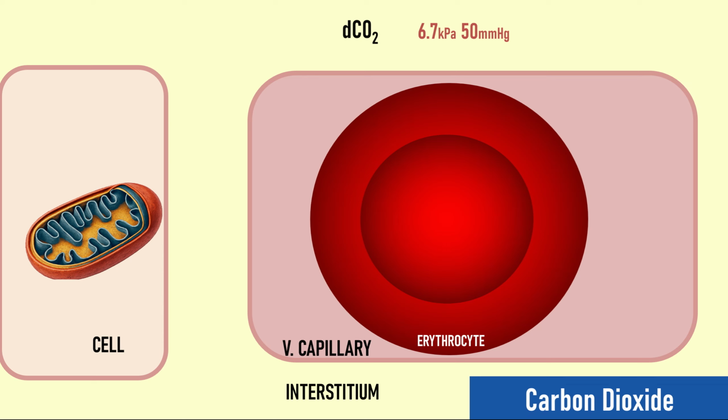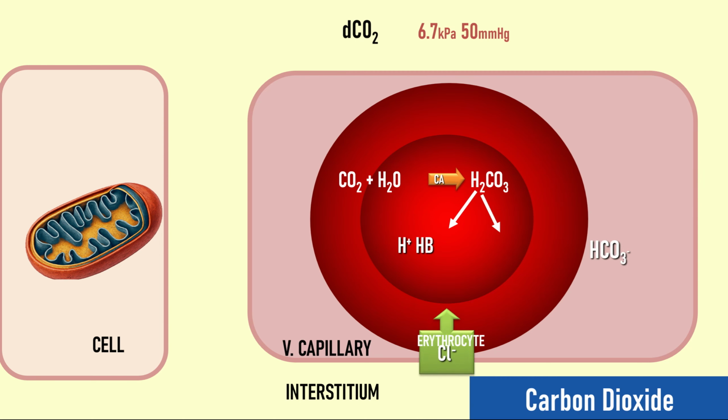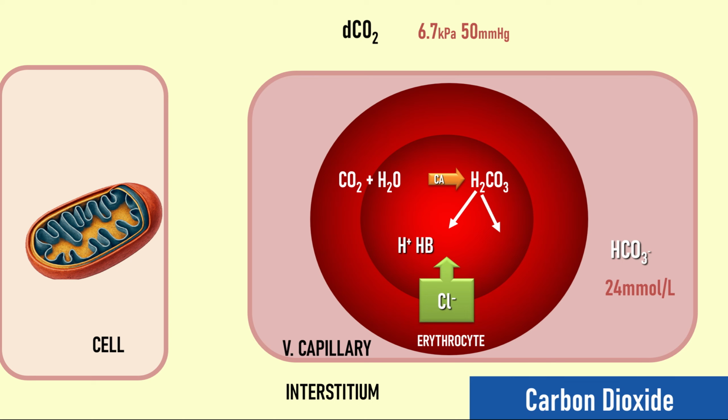Most of the carbon dioxide that exits the mitochondria actually goes into red blood cells or erythrocytes, where it is hydrated with water in the presence of carbonic anhydrase to carbonic acid. Carbonic acid then rapidly dissociates to release the equivalent of hydrogen ions, some of which bind to hemoglobin, and bicarbonate, which is pumped out of the cell in response to chloride entering the cells. That's the hamburger shift. The bicarbonate concentration of extracellular fluid is 24 millimoles per litre.